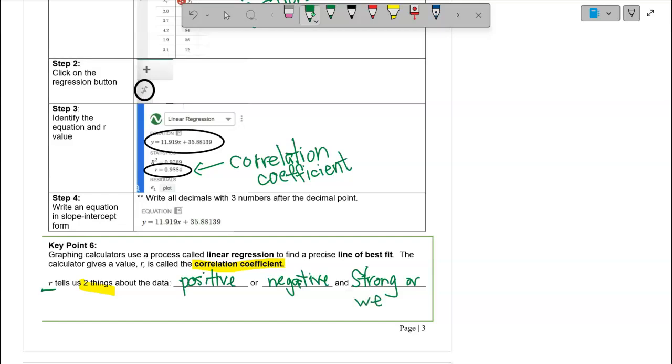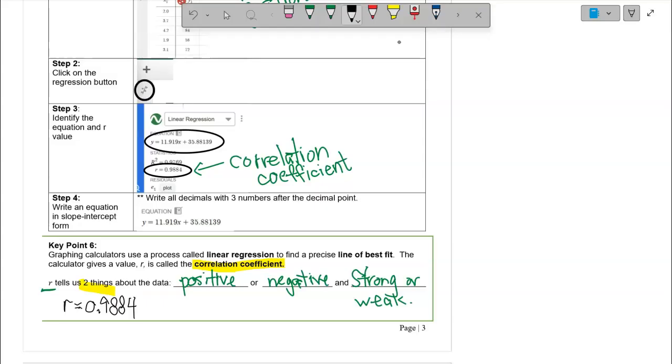Strong or weak. You're like, Miss, how do I even know that? How can I tell if something is strong or if something is weak? Well, that's where the number comes in. So let's take a look at this example right here. If I know that R, just by looking at my Desmos, is equal to 0.9884, so I'm going to write that down. That's my correlation coefficient. What does it mean?